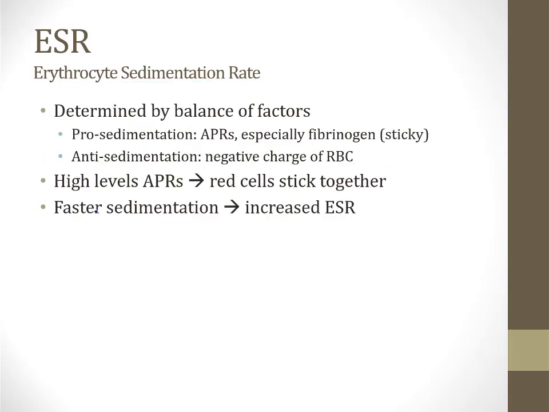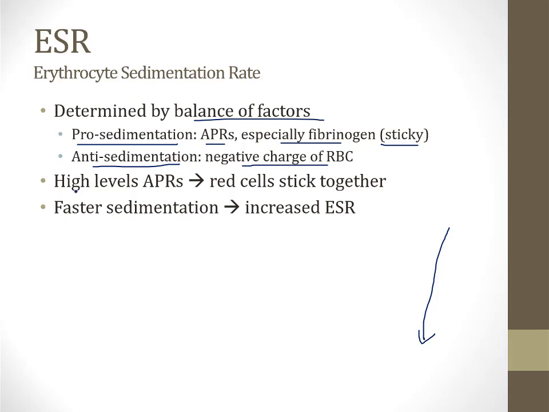The reason the ESR goes up in inflammation is because the rate at which the red cells sediment to the bottom of a tube is determined by a balance of factors. There are some factors in the plasma that are pro-sedimentation, so all of the acute phase reactants, but especially fibrinogen, increase the sedimentation rate. That's because they cause red cells to stick together and therefore they fall faster to the bottom of the tube. There are also factors that are anti-sedimentation, especially the negative charge on red blood cell membranes. This tends to keep red blood cells apart and cause them to fall more slowly.